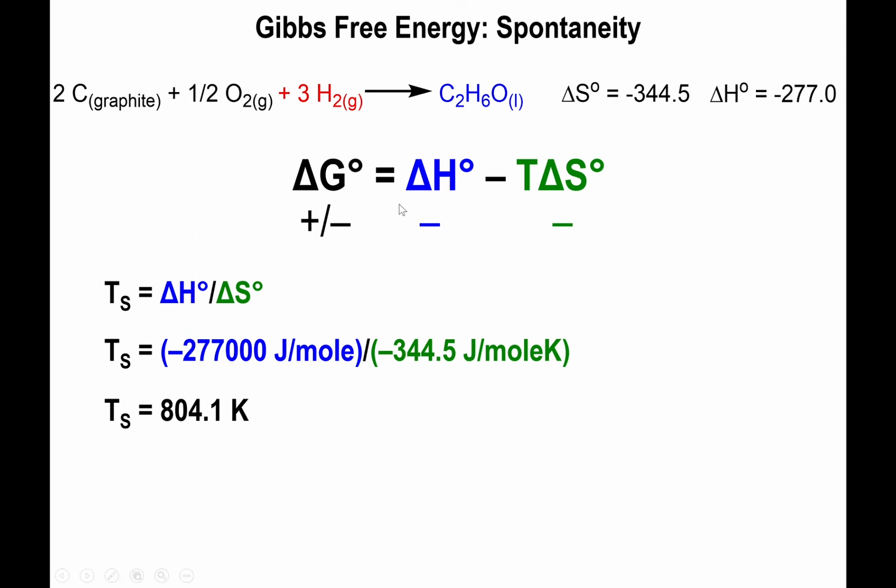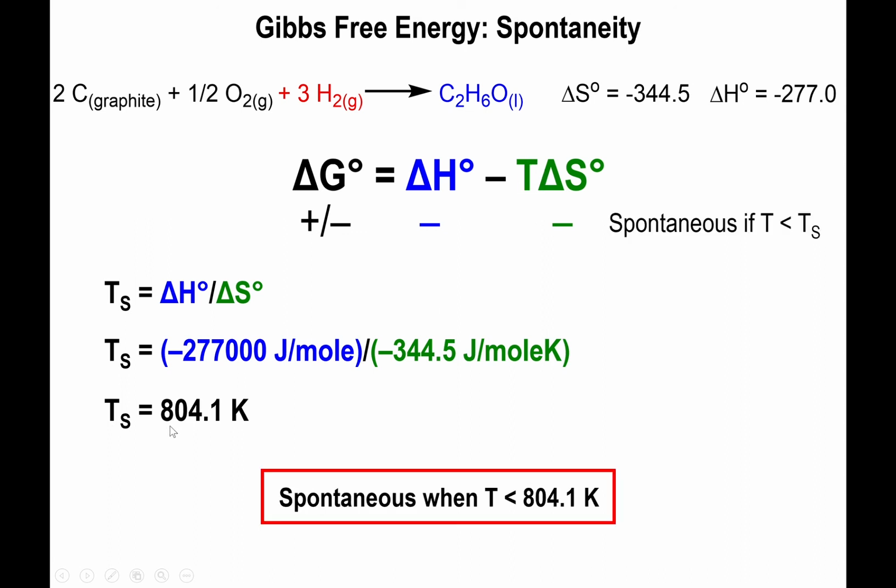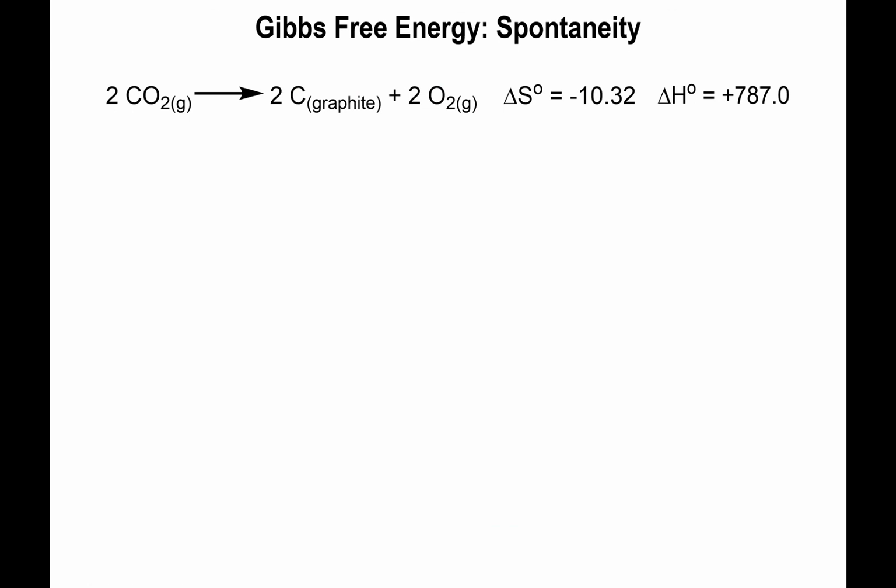Because the enthalpy is negative, that helps out delta G. So you want to keep the temperature low. In particular, the process will only be spontaneous if the temperature is below 804.1 Kelvin, which is the reference value. All right, let's do a few more.